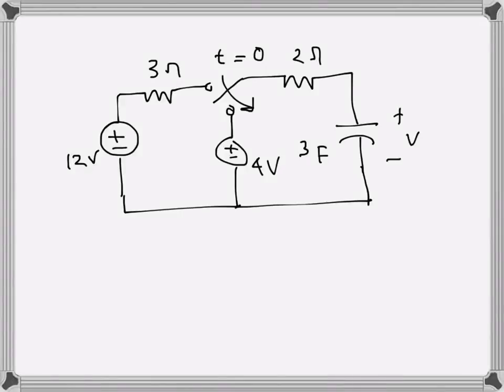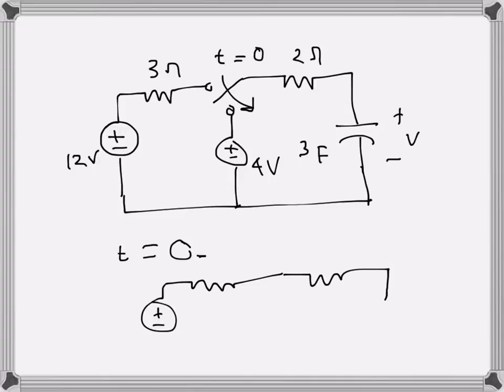This problem states that at t equal to 0, the switch moves from this position to this position. That means before t was 0, so when t was less than 0, or we can say at t equal to 0 minus, just before the switch was closed, the circuit was like this.